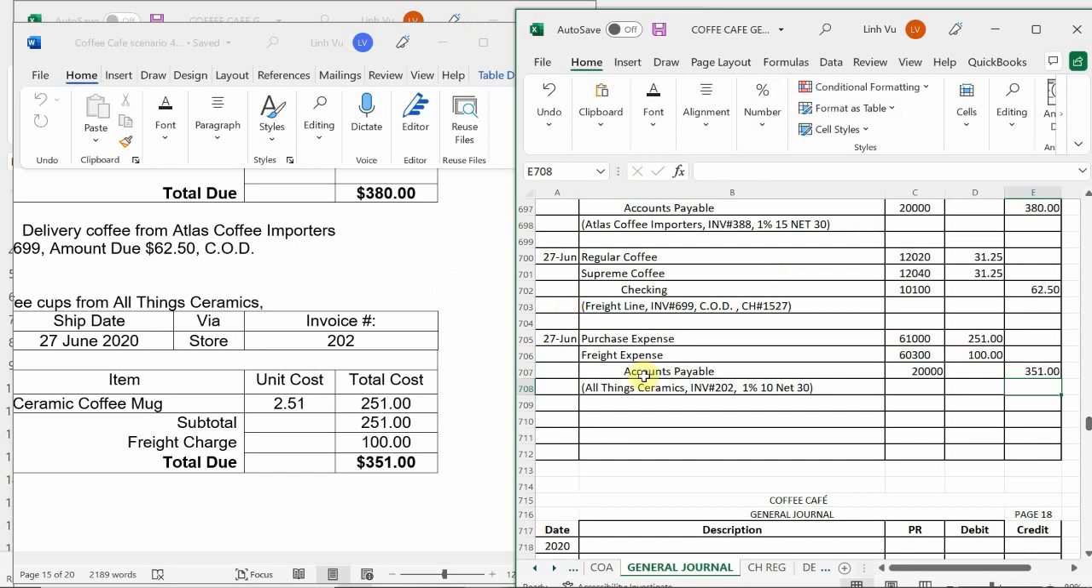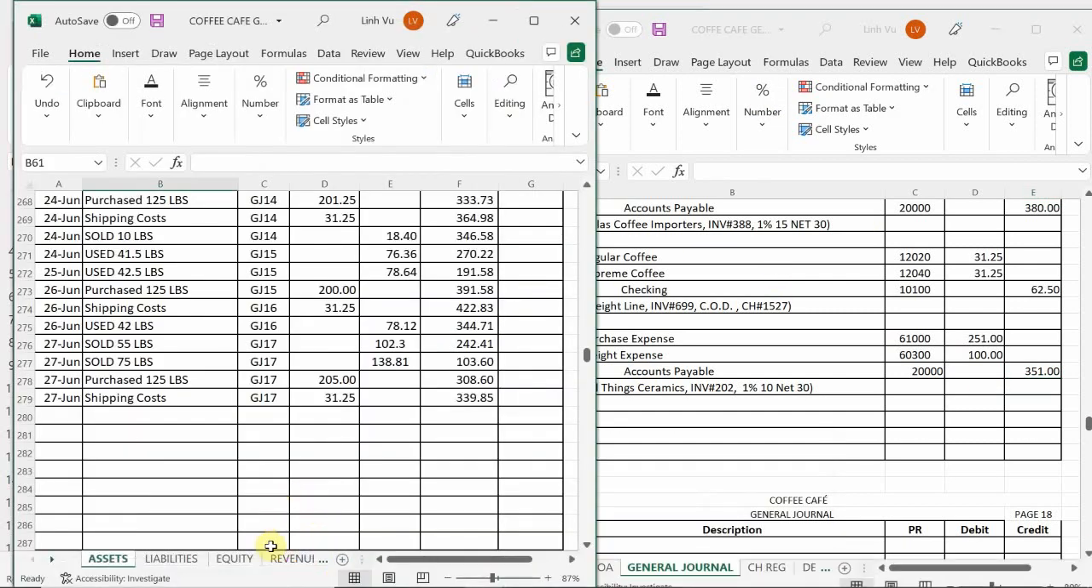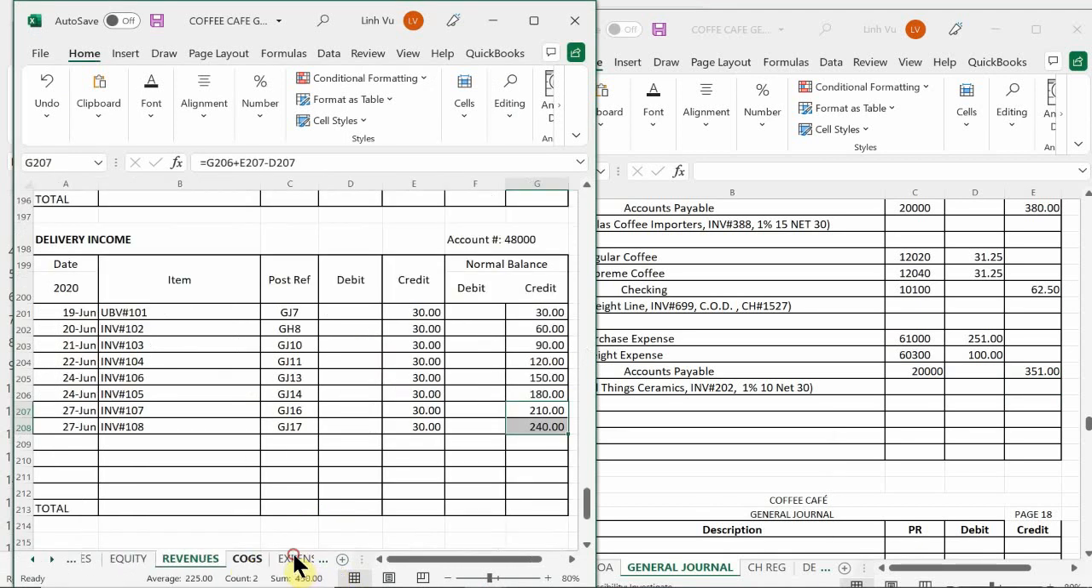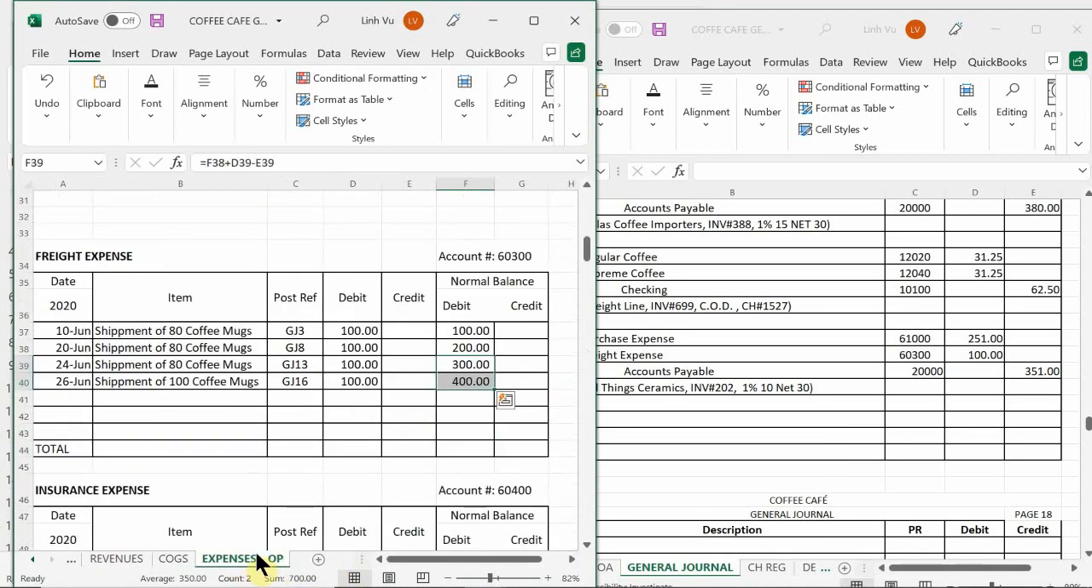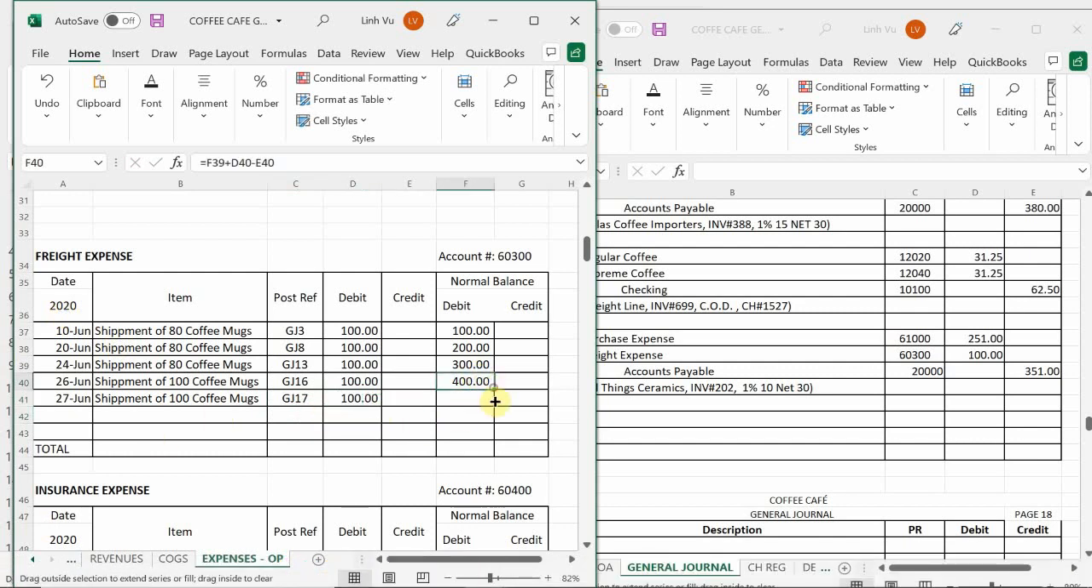So now that I have this here, I'm going to update my ledger accounts. Okay, starting with our expenses. So we have freight expenses. I'm already here. I can just go ahead and add that in there. Shipment of 100 coffee mugs for $100, which gave me a grand total of $500. Okay.